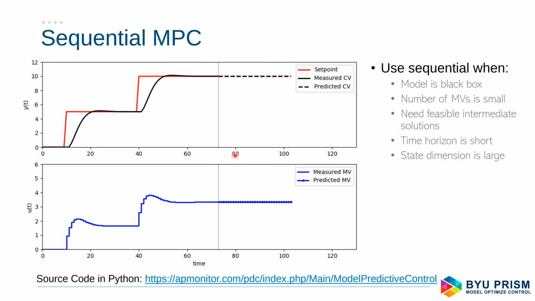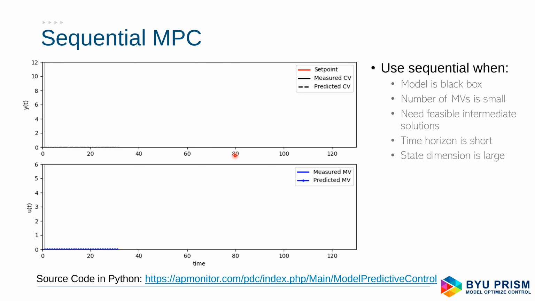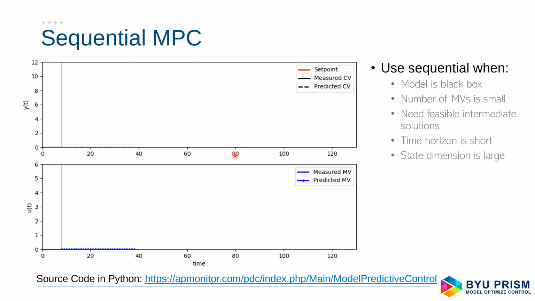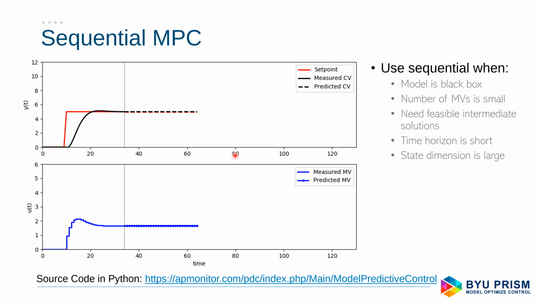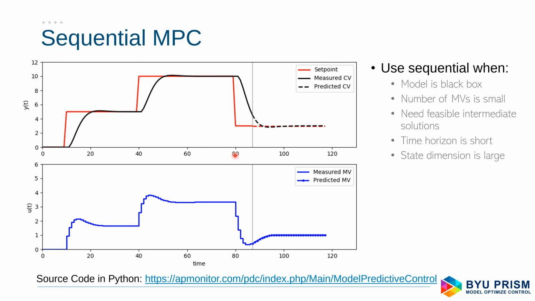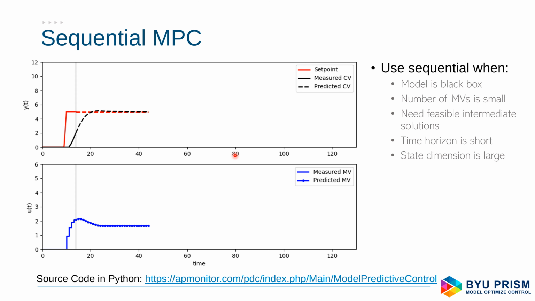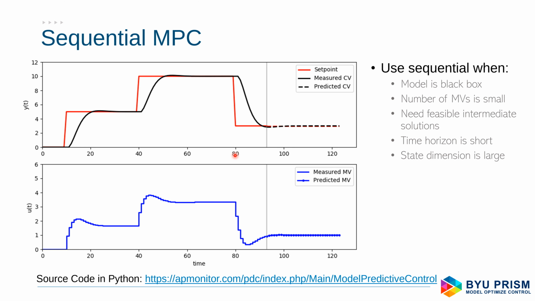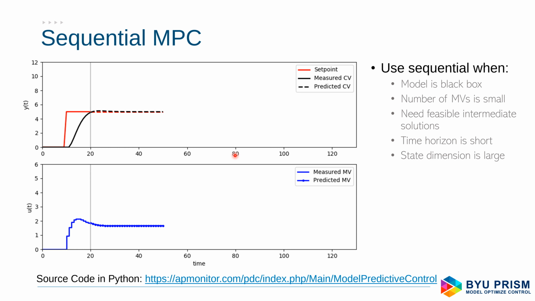You might have a black box model. If you want to use a sequential method, it's very good if you don't necessarily have the equations, or the equations are too complicated to solve simultaneously with the objective function. Also, you get feasible intermediate solutions. So you can iterate for 10 cycles and your solution is going to be feasible. You can stop and then iterate some more and then stop again, kind of as a checkpoint. Now, you use sequential when the number of manipulated variables is small. It's not a very fast method, and also the time horizon has to be short.